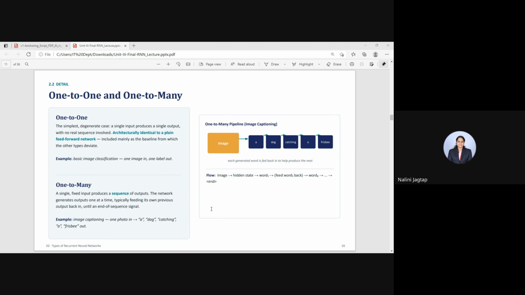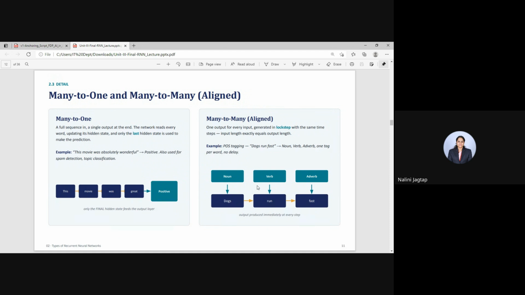So this was about the one-to-one and one-to-many types of the RNN network. I hope you are able to see the image captioning pipeline and how, from an image, it is generating multiple words, that is, a sequence of words in a given cycle. Then we have many to one, many to many aligned, and many to many unaligned. Fine, so let's look at what this many to one says.